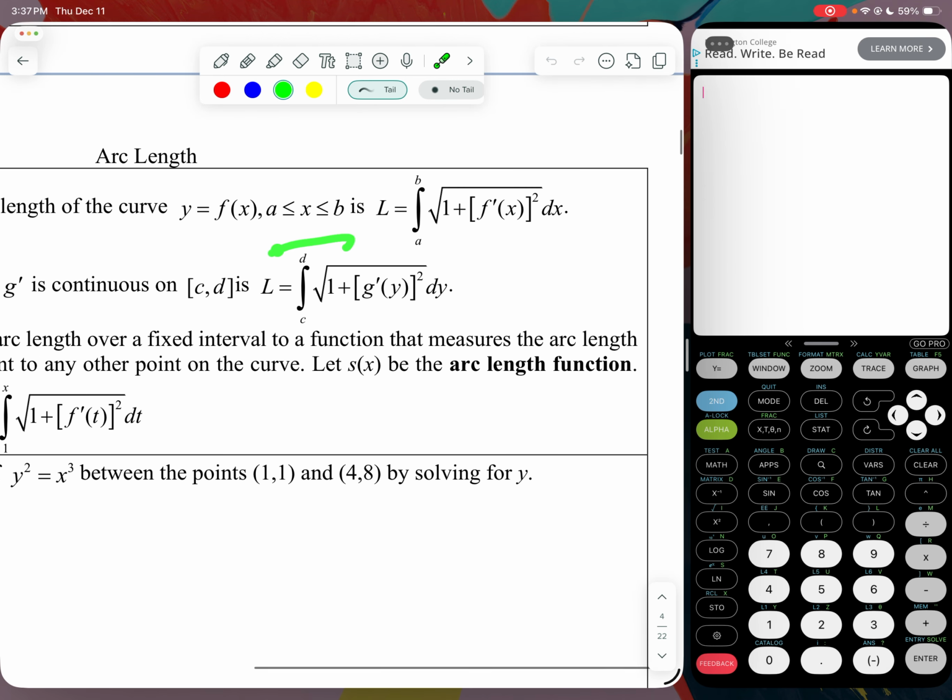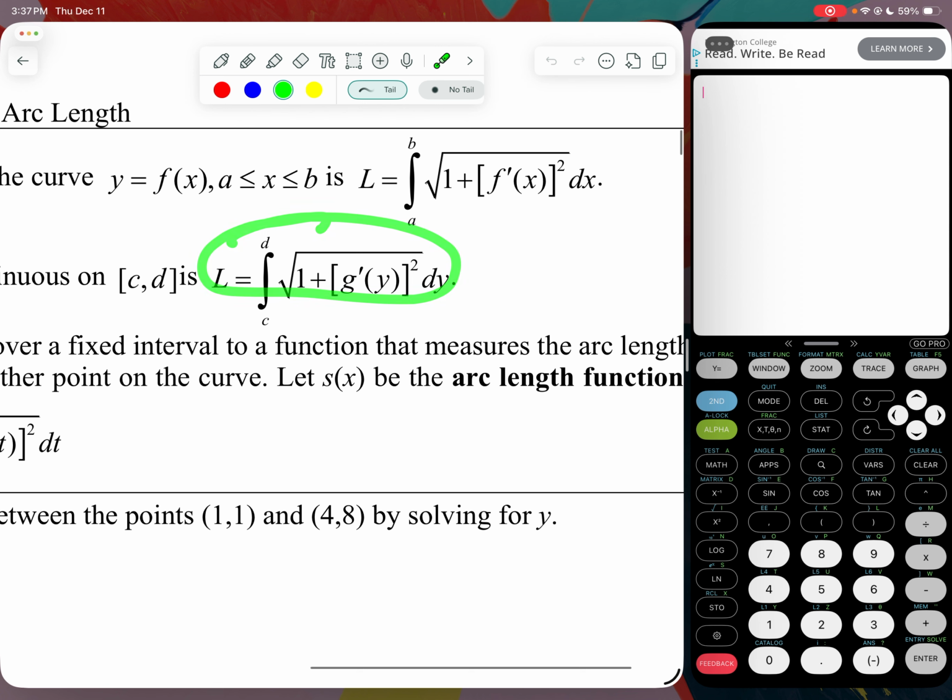Now there's another version of arc length where if your bounds are in terms of y, and everything's in terms of y, then it's just going to be the same thing except everything's in terms of y. So c and d are in terms of y, you have g prime of y, and then this is in terms of dy.